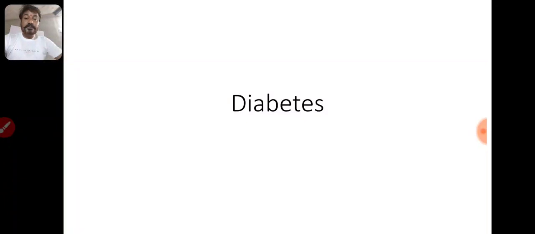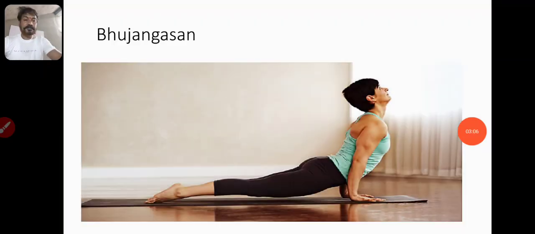So here I want to explain five yogic exercises one by one through which we can control diabetes. The first asana which we can practice to control diabetes is Bhujangasana. Bhujangasana can give different benefits on our health status.